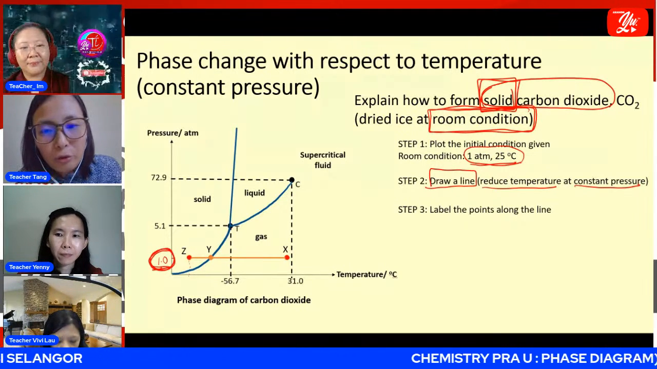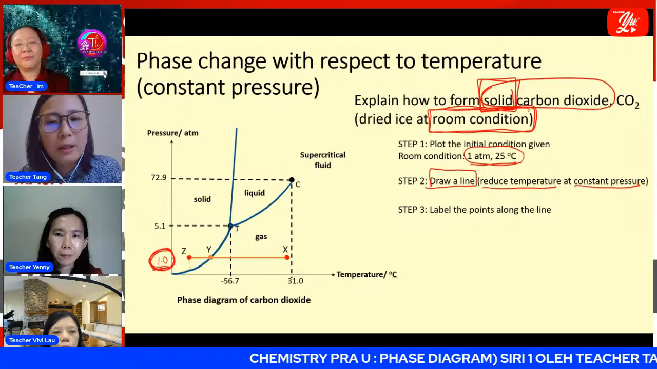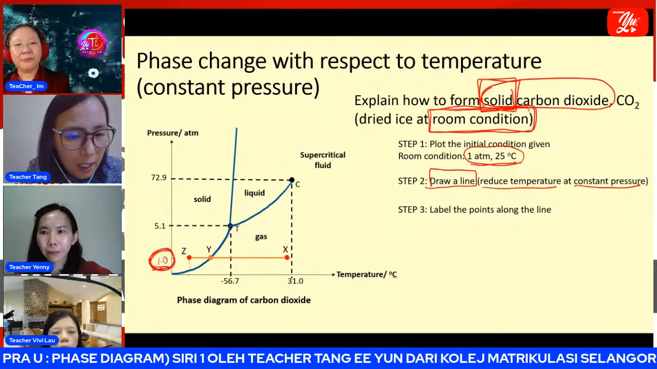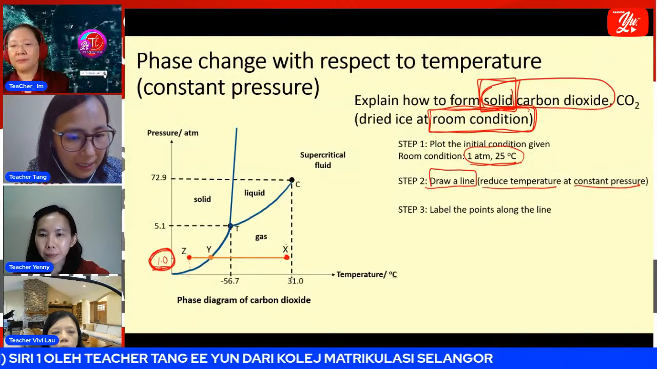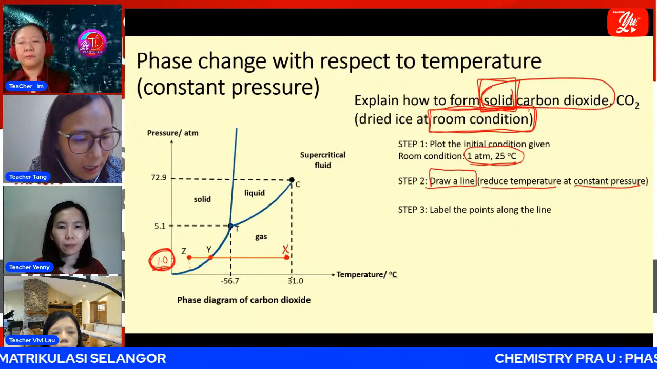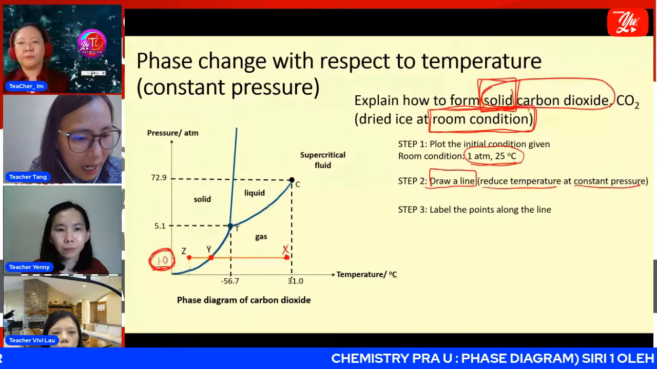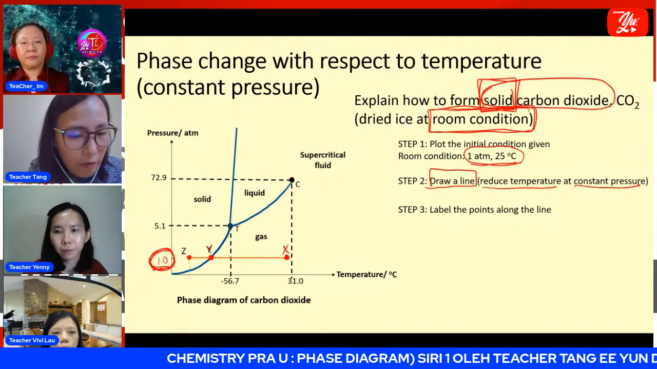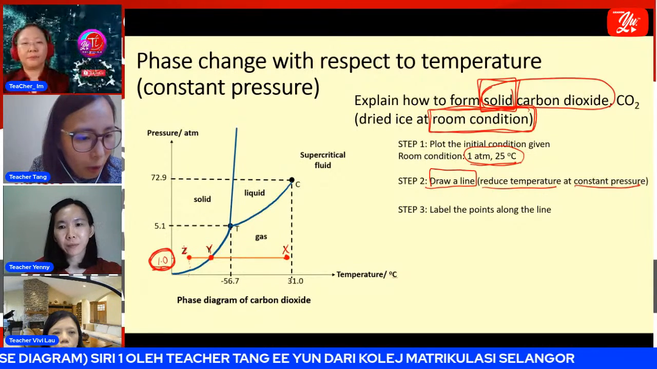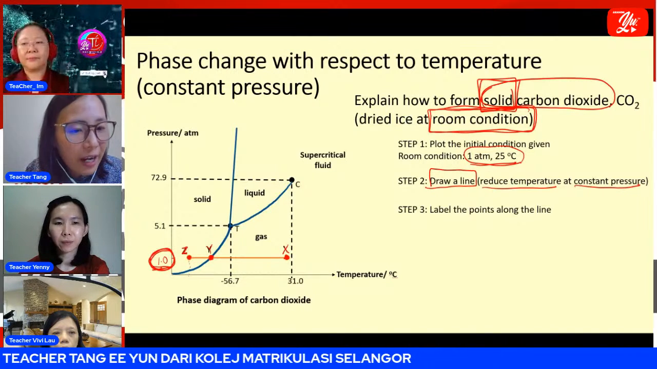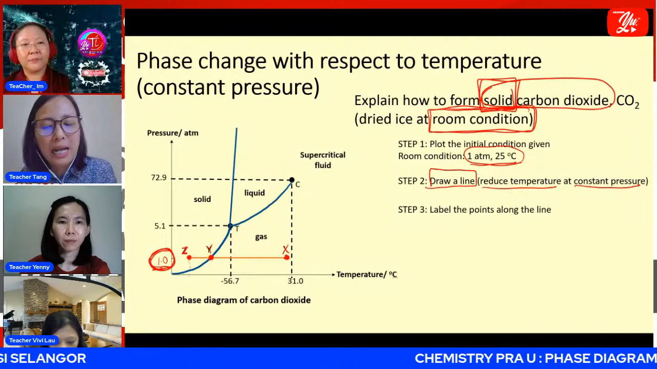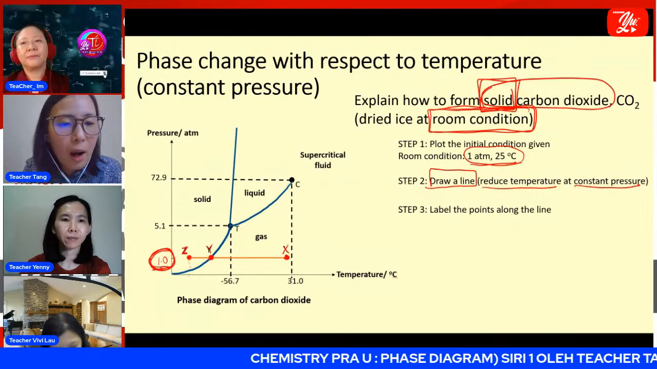And then in step number 3, you need to label the points along the line. Okay, so what points you need to label? So you need to label your initial condition. So I label it as X. And then also, I need to label this point. Why I need to label this point? Because this point, Y here, having different phase with my initial conditions X. And then, I also need to label this point Z because it has different phase with X and Y. So basically, 3 points I need to label here. I label them as X, Y, and Z.